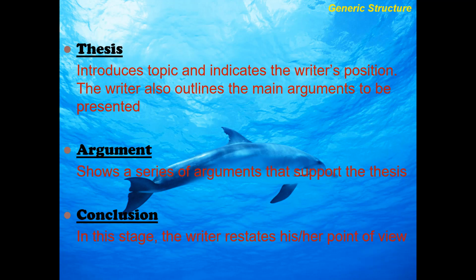The generic structure of Analytical Exposition text. There are three generic structures of Analytical Exposition text. The first one is thesis. It introduces topic and indicates the writer's position. The writer also outlines the main arguments to be presented.